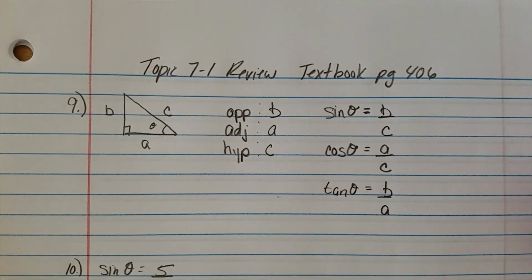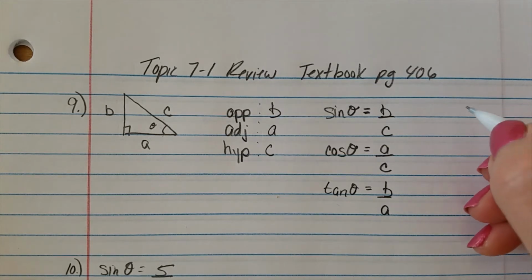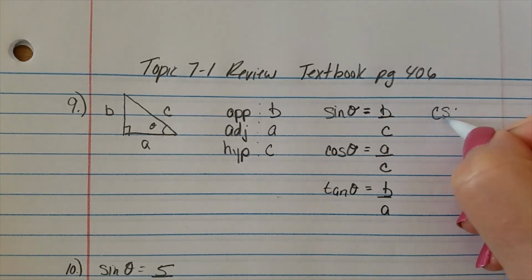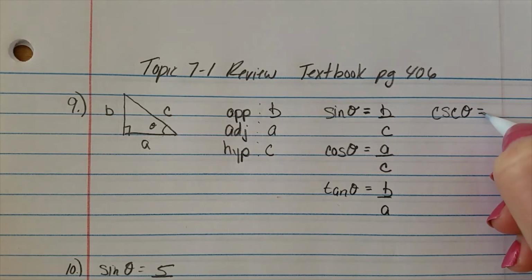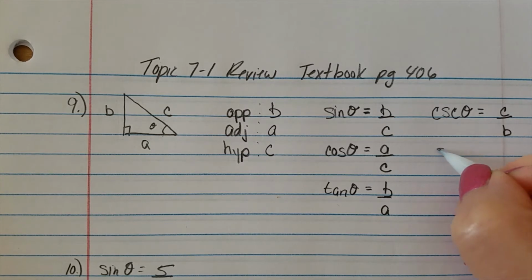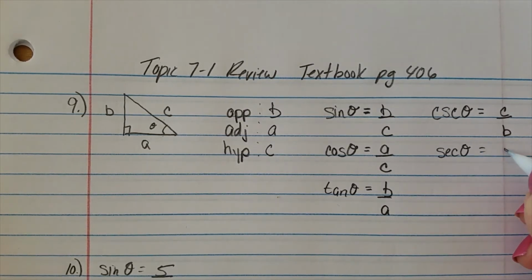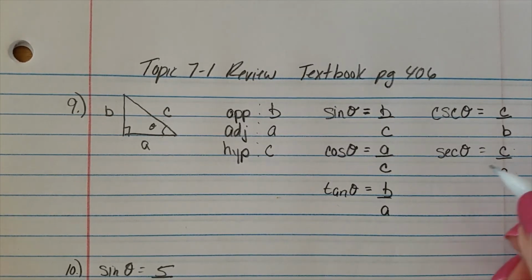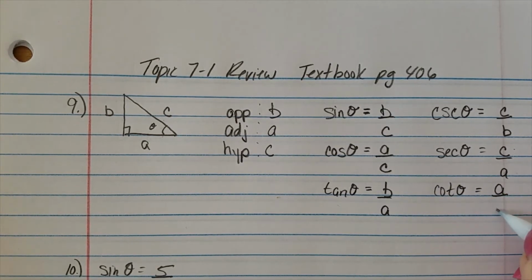Going into the reciprocal ratios, the reciprocal of sine of theta is cosecant of theta. So the reciprocal is hypotenuse over opposite. Just flip your fraction, C over B. The reciprocal to cosine is secant. And again, flip your fraction. That is hypotenuse over adjacent. The reciprocal to tangent is cotangent, and that is A over B, meaning adjacent over opposite.